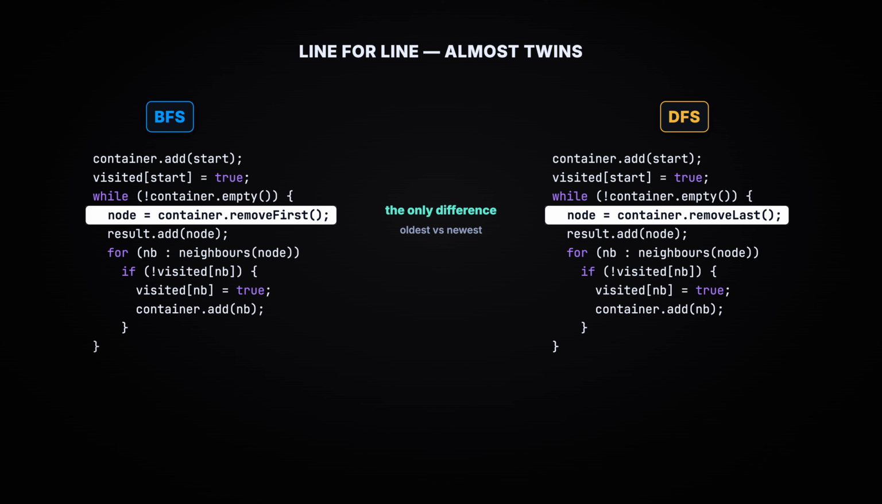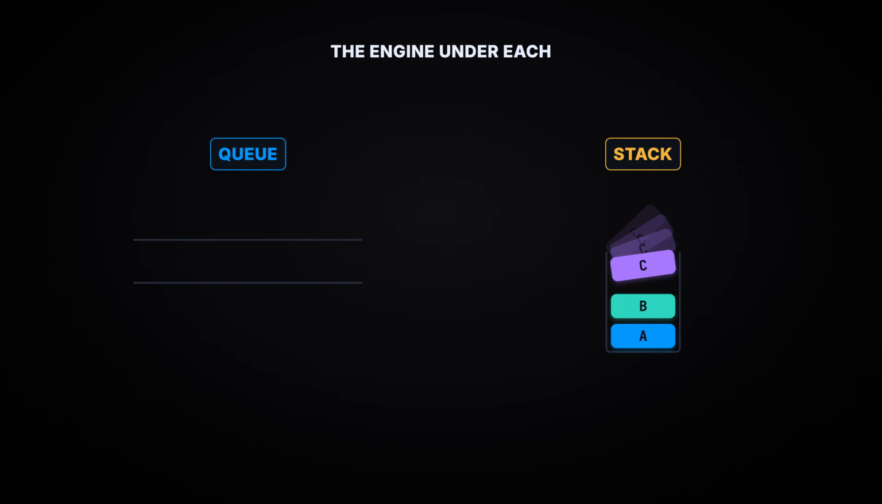BFS uses a queue, a waiting line. First in, first out. Whoever arrived first gets served first. DFS uses a stack, a pile. Last in, first out. The node you placed on top is the one you pick up next. A queue pulls you wide. A stack pulls you deep. Same code, different container, opposite behavior.